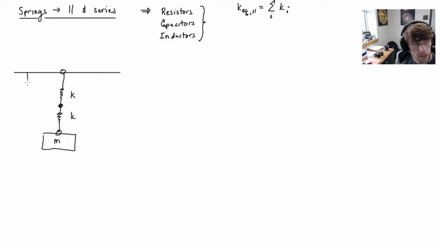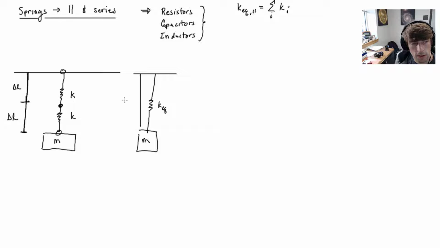And we'll say that the first spring, of course, stretches a distance of, we'll say, delta L. And then the second spring stretches a distance of, again, delta L. And we'll play the same song and dance. I wish to replace this with a single spring of K_EQ. And of course, the stretch length of this spring is 2 delta L, so that it hangs at the same height.